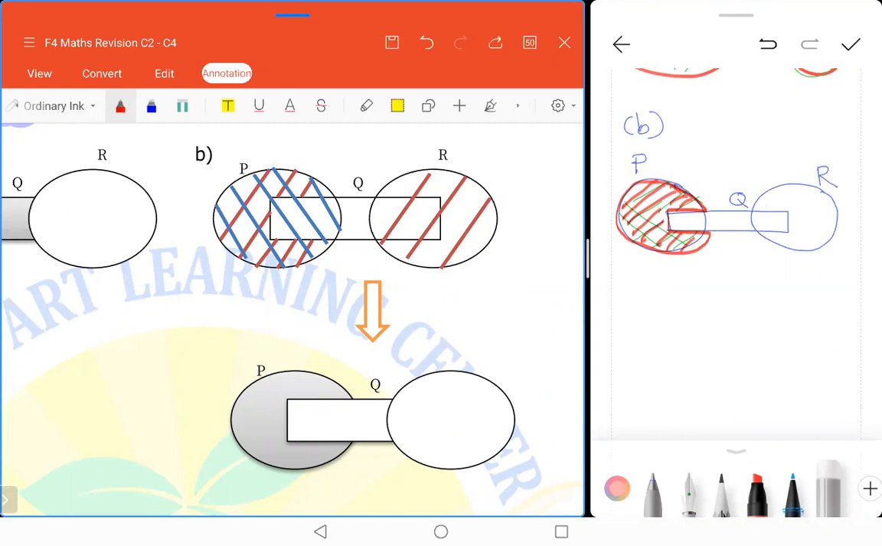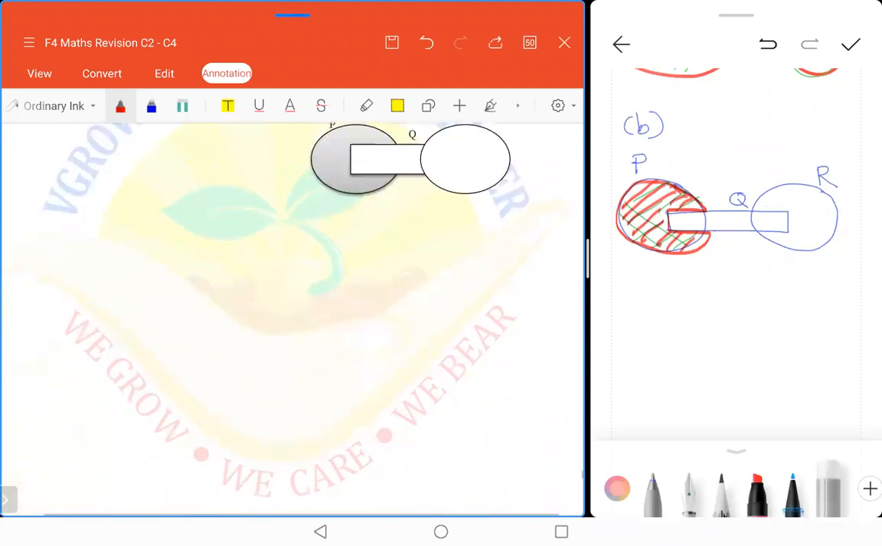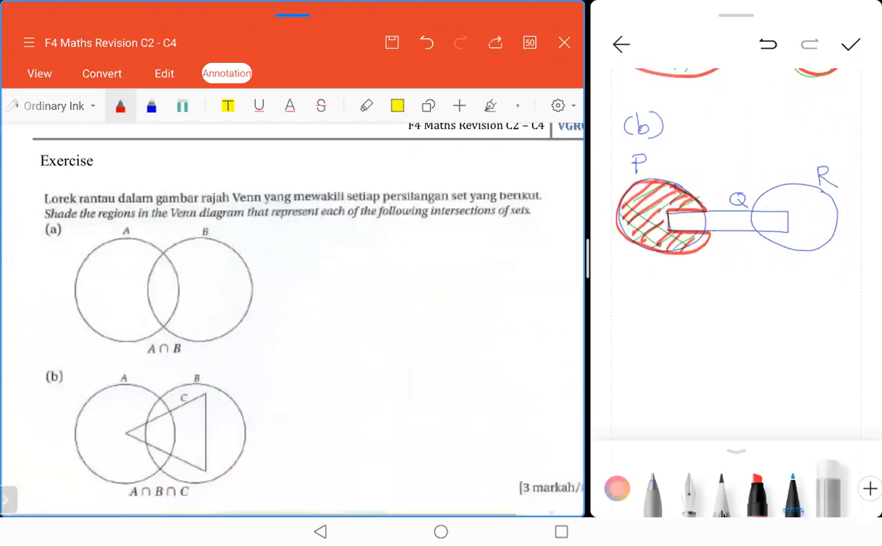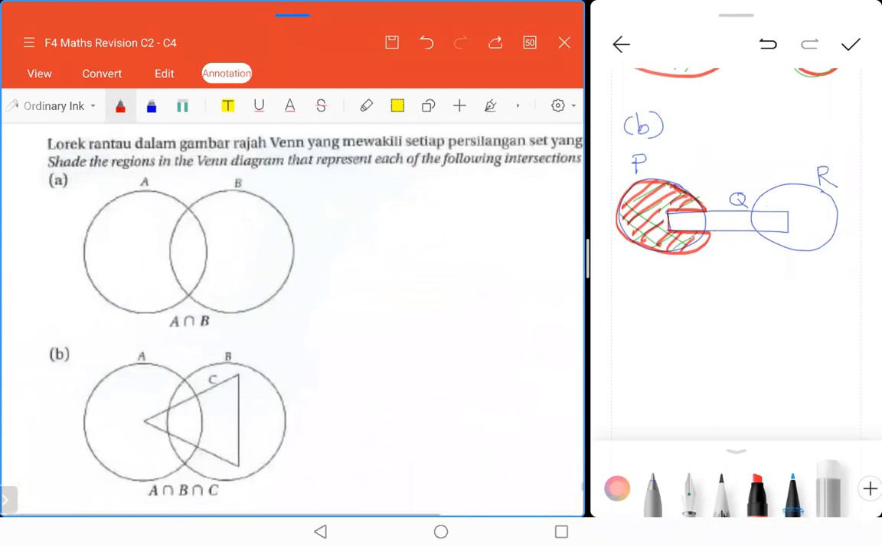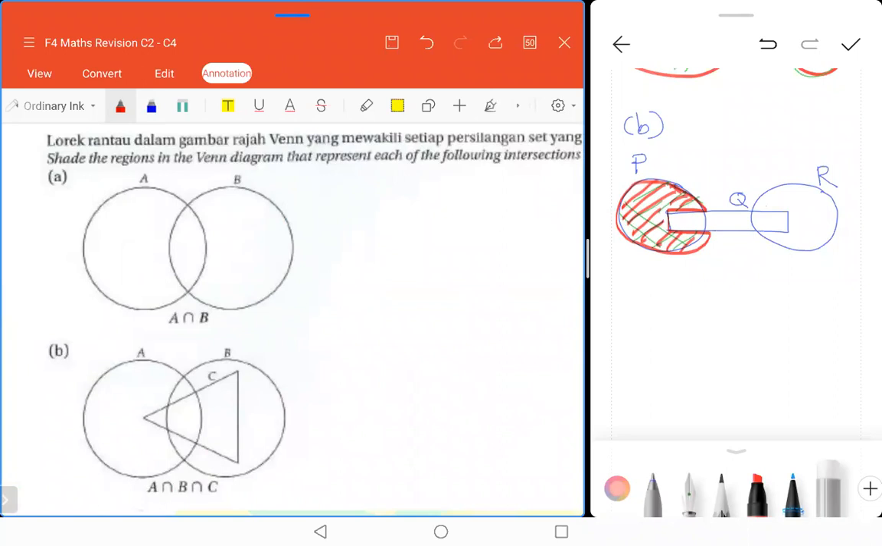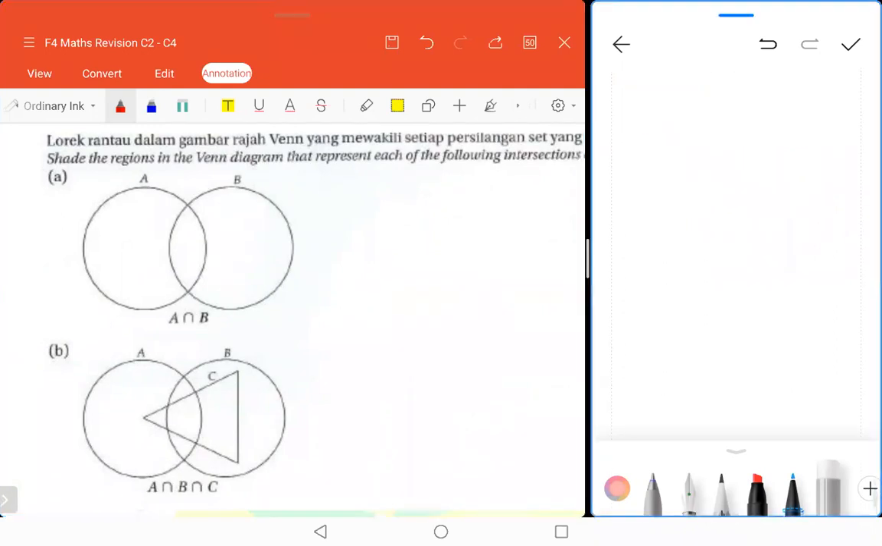How good? Can follow? Or am I too fast? No questions, can follow. Okay, can all of you try to do this? Can follow, all right. Okay, so you have to copy down first, yeah?